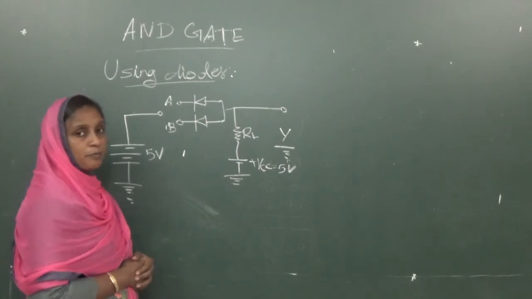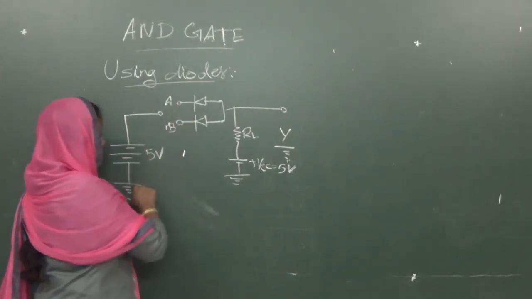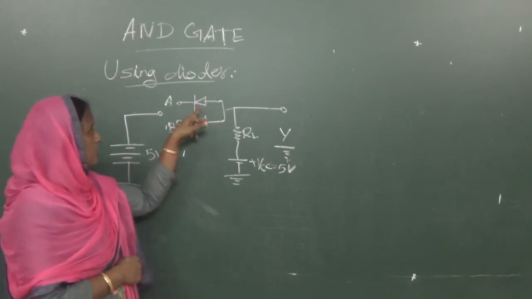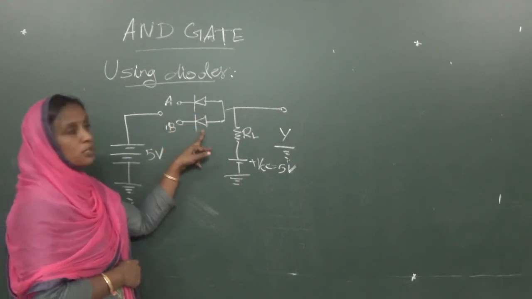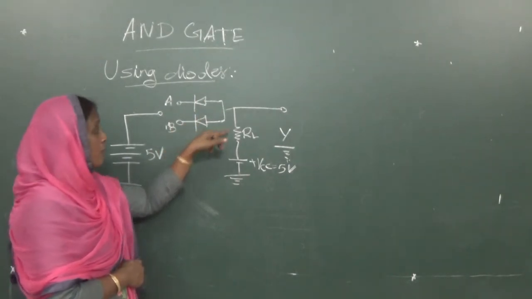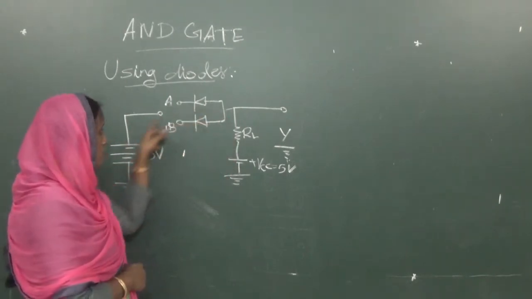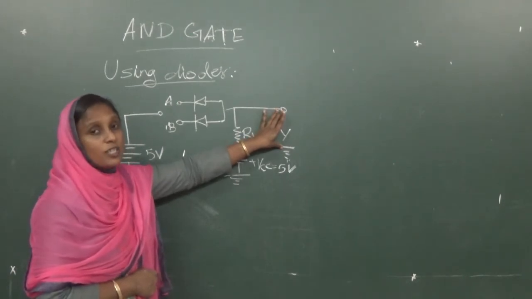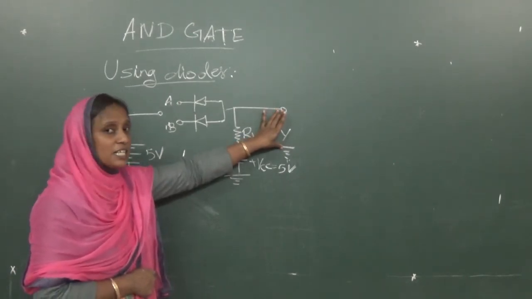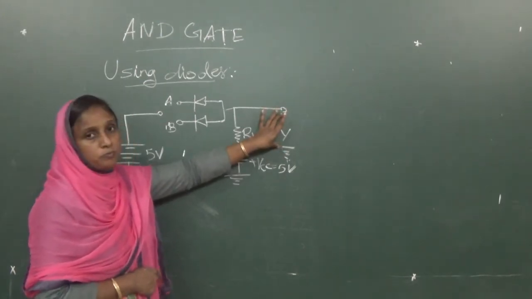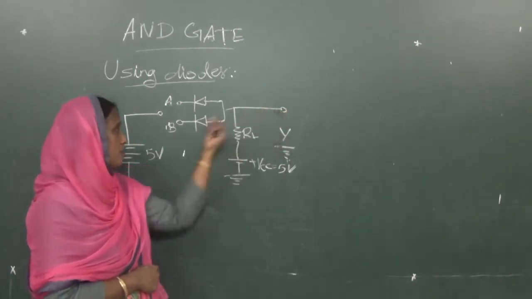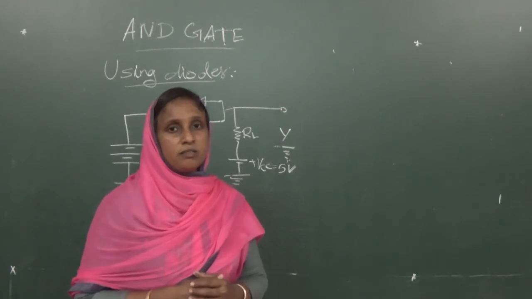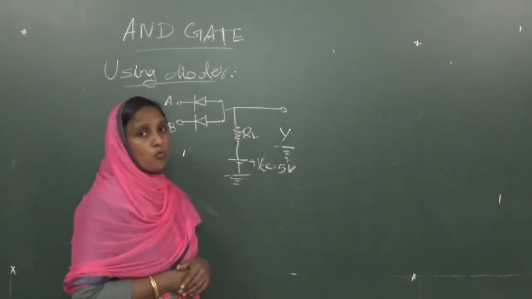Then what happens? If you give these 2 ports this ground, these diodes get forward biased. This diode is forward biased and this one is also forward biased. So this is shorted through this line. Then if you measure output at this point, you will get 0 voltage. Nearly 0. Actually it is not exactly 0. It is 0.7, the drop across the diode is there. But it is very low, less than 1. So you can treat it as 0 volt.